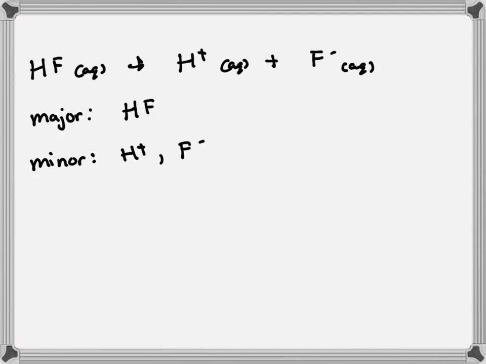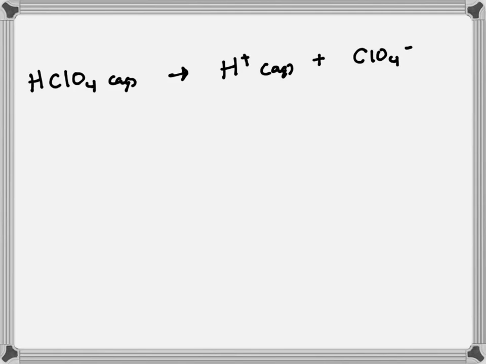All right. Last one, perchloric acid. Again, we'll get our hydrogen ion, and this time it's our perchlorate anion. Okay. This is a strong acid. It's on your list of strong acids to memorize. So our major species will be the H plus and the perchlorate.